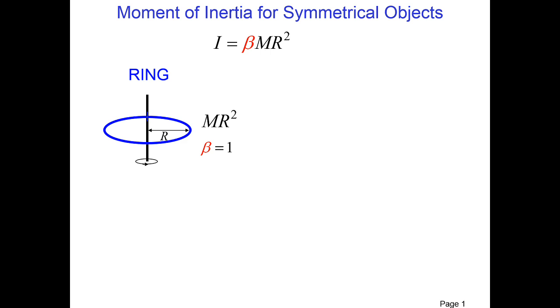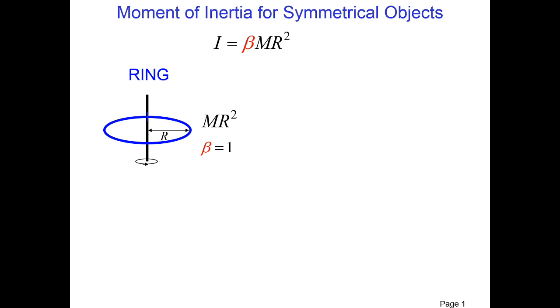For this reason, we often use a parameter called beta, the Greek letter for b, and this beta is determined by the shape of an object. To get the moment of inertia, we can multiply this beta value by the mass times the radius squared of the object.